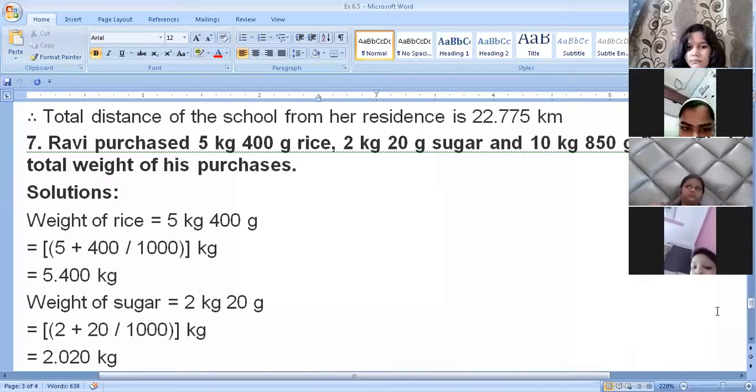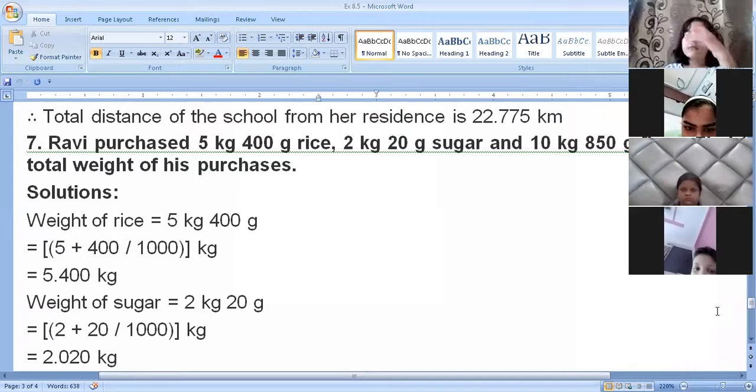Avni, you are not giving me any answers in the chat box. Not solving. Arav Sharma, where are your answers?